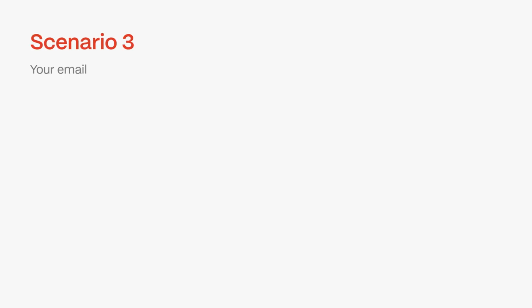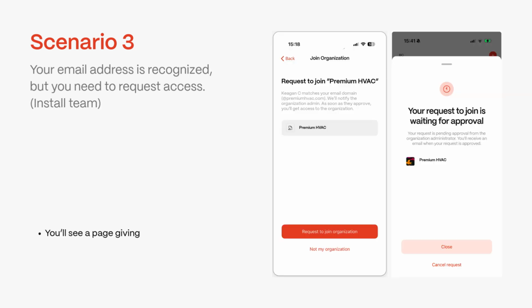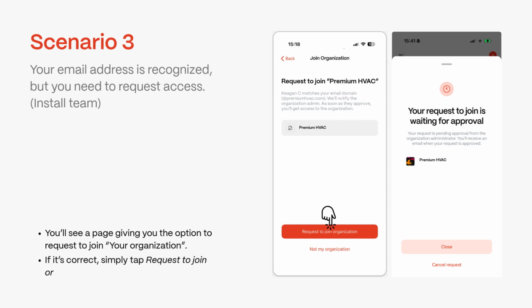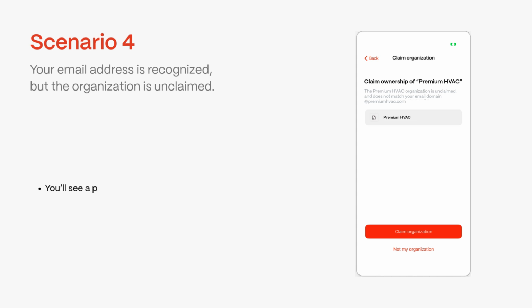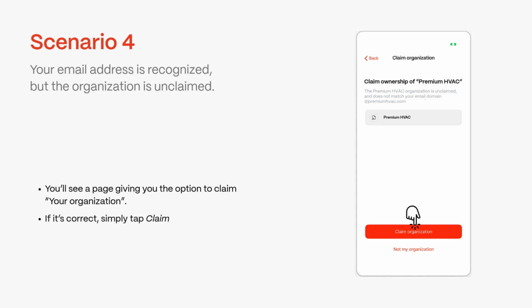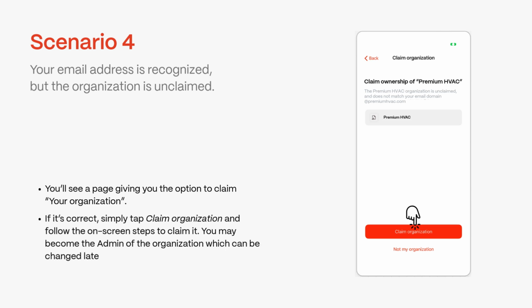Scenario 3. Your email address is recognized, but you need to request access. You'll see a page giving you the option to request to join your organization. If it's correct, simply tap Request to Join Organization. Scenario 4. Your email address is recognized, but the organization is unclaimed. You'll see a page giving you the option to claim your organization. If it's correct, simply tap Claim Organization and follow the on-screen steps to claim it. You may become the admin of the organization, which can be changed later. If needed, you can invite your superior and other team members once claimed.